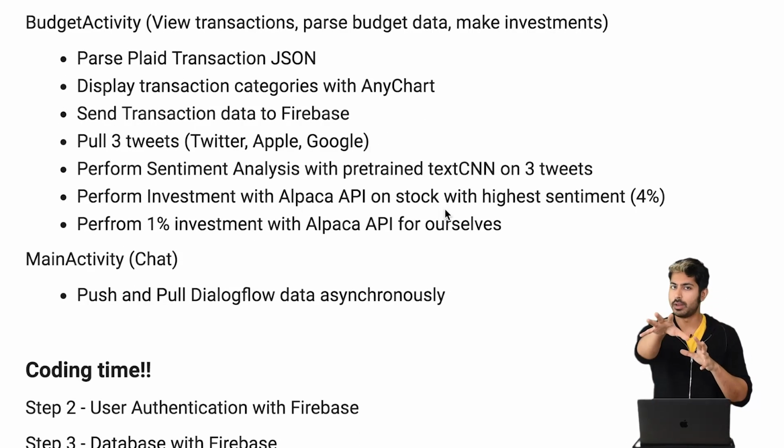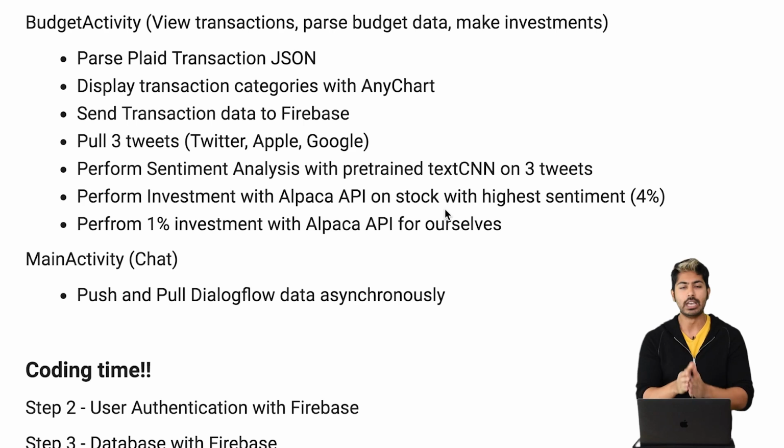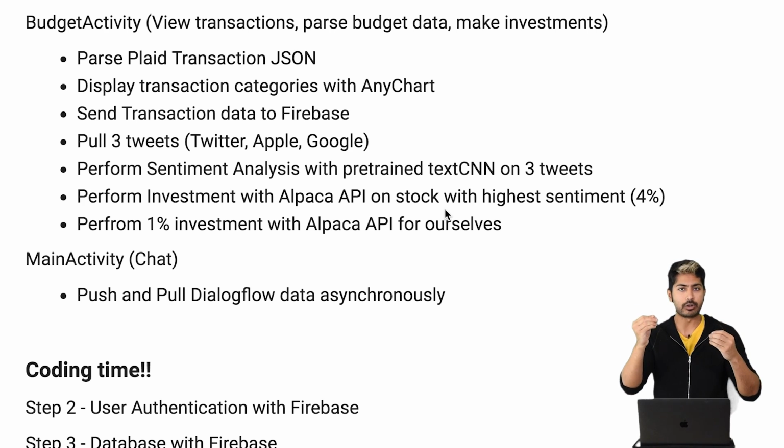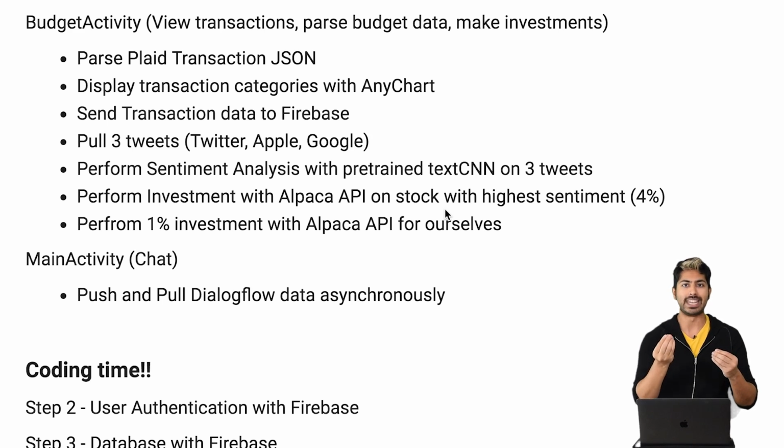And lastly, once we've done all of that in the budget activity, we go to the main activity, and inside of that, we perform asynchronous pushing and pulling between the Dialogflow agents that we build in the cloud.